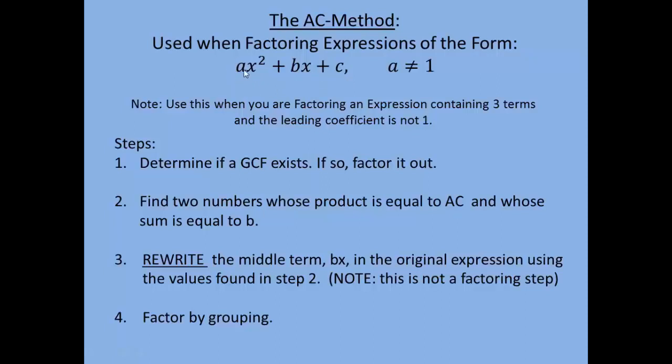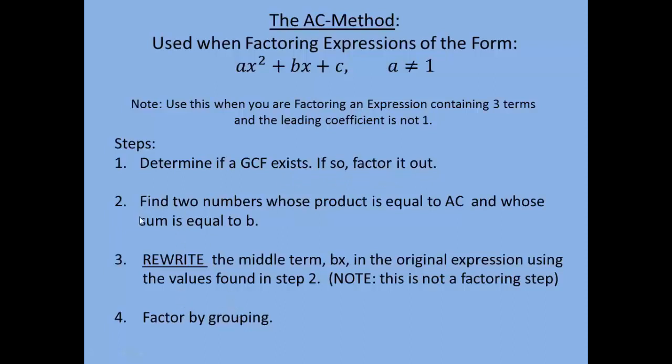Really what we're saying is that a can't be 1. So a is any number other than 1 here. That's what this note says. The steps to factoring in this form are, first, determine if a GCF exists. If so, you want to factor it out. Sometimes there will be, sometimes there won't be. But if there is, factor it out to the front and then follow the steps as normal for what's left over.